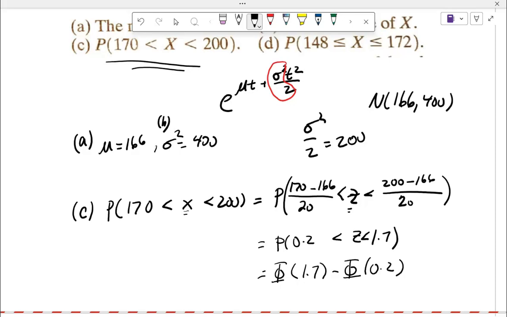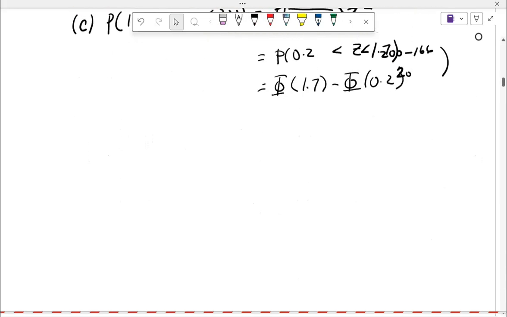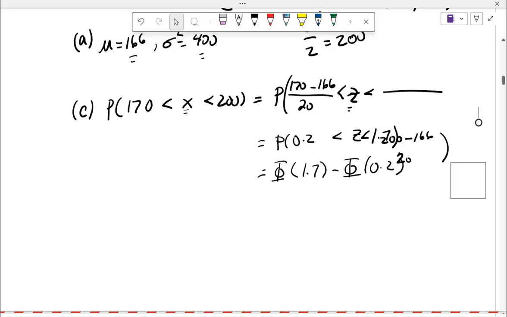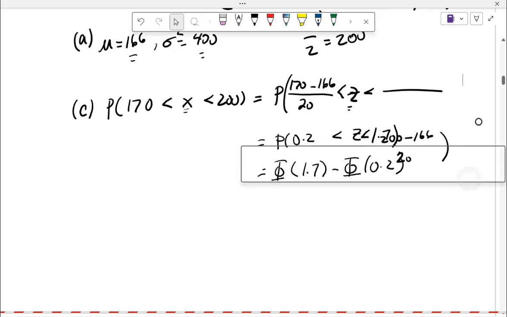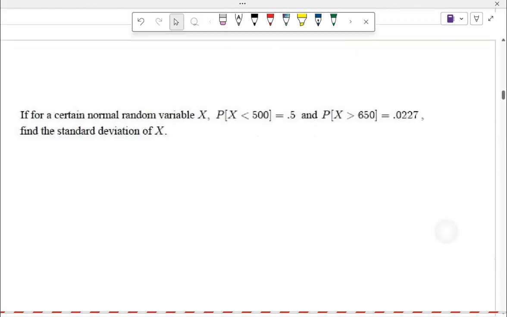Anytime that you have a normal distribution that's not mean 0 and standard deviation 1, you have to change it to standard normal. Yes. I know that because my mean was 166 and my variance was 400. Yeah. Okay. That one okay? I assume you're okay with me not finishing off the numbers? Okay. All right. Let's look at the next one.